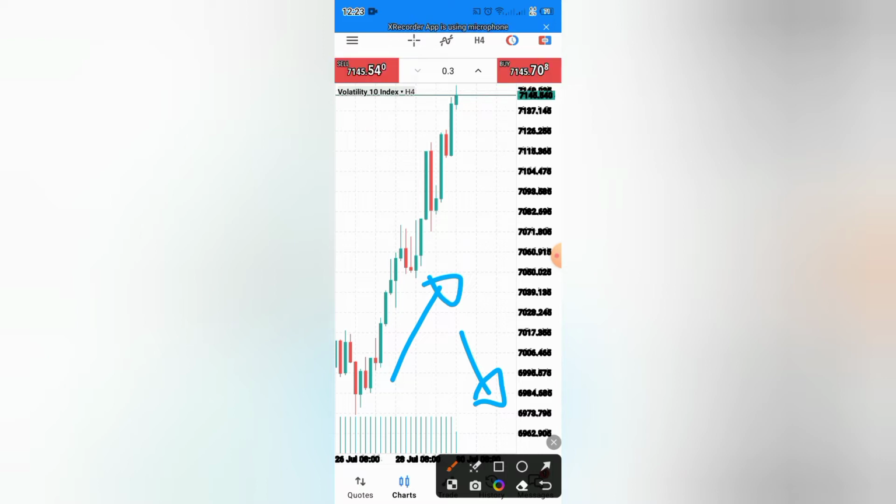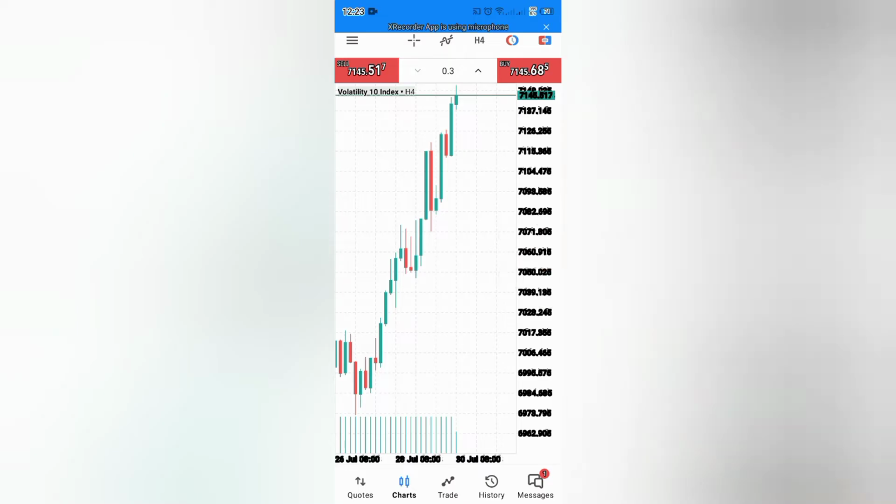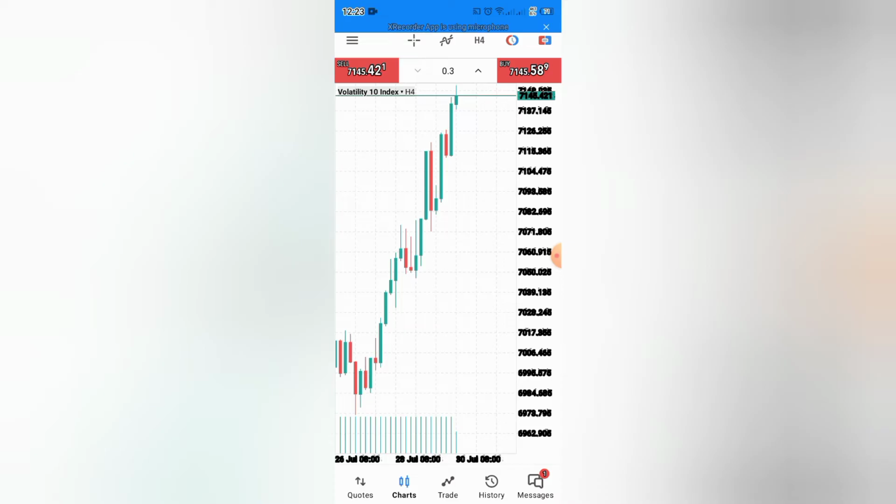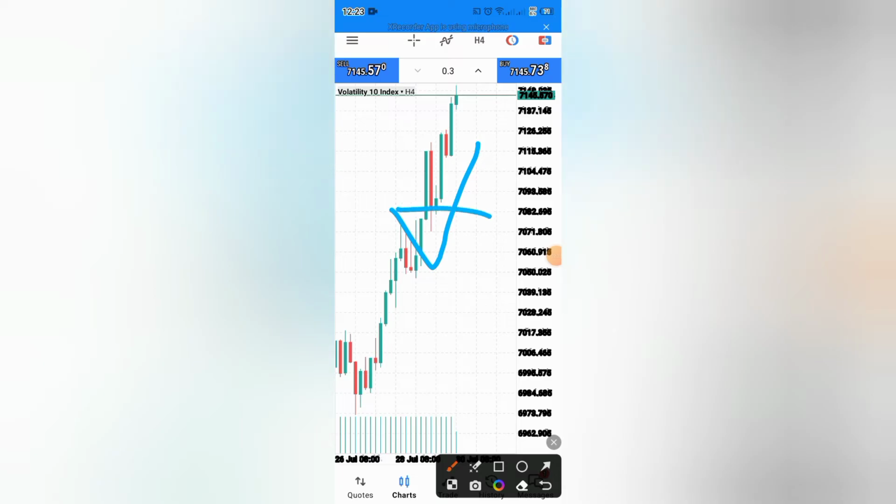And the selling part is the same, it is the opposite. You are selling only in a downtrend. So if you enter a sell and it goes down, it means that you are getting into profit. And if you enter a sell and then it goes up, you are getting into losses. I hope you understand.